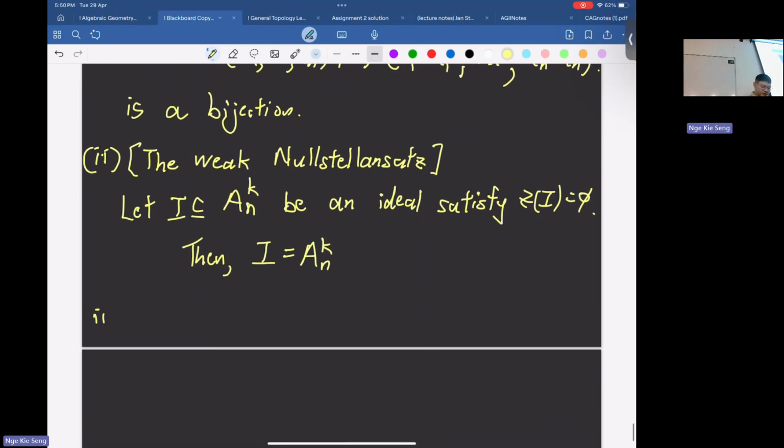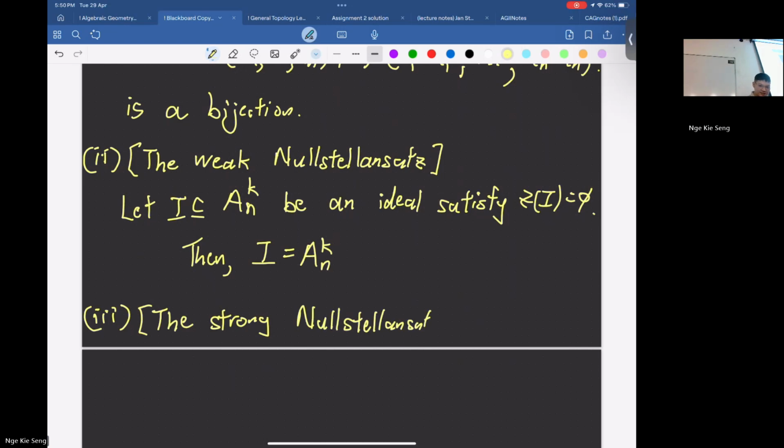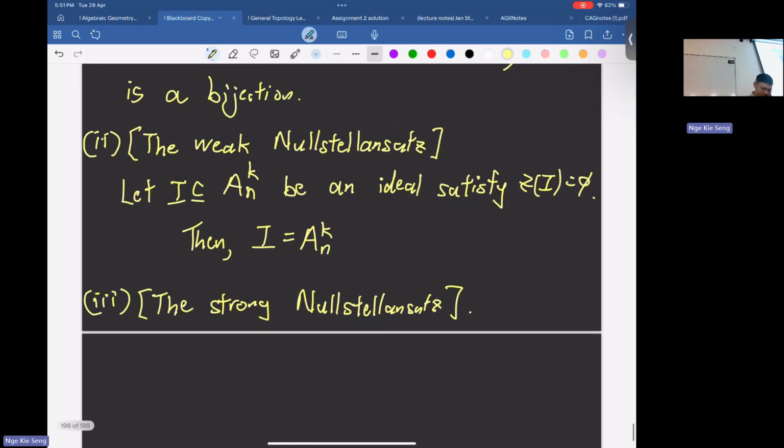Okay, and then the last one — since you have weak, you must have stronger. The last one is the strong Nullstellensatz. What's middle? Between weak and strong, what is it? Average. I don't think people use average much as an interesting adjective.